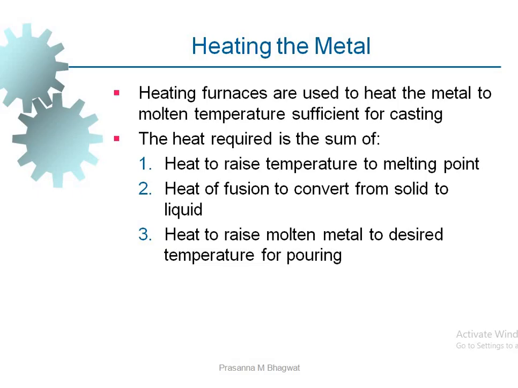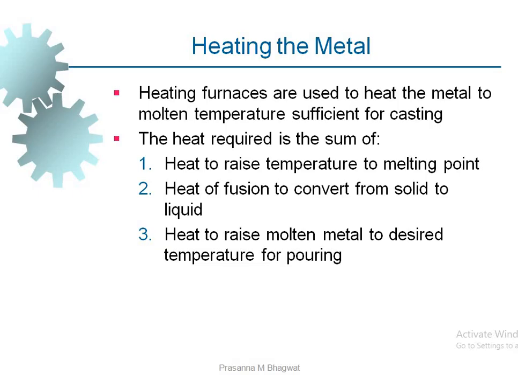Now, how to make the metal, heating the metal? Some furnaces are there, such as the induction furnace and cupola, where you use the scrap or the raw material to heat the metal to convert it from solid to liquid, or bring the metal to the molten temperature. The heat required is the sum of the heat to raise the temperature to the melting point, the heat of fusion, and the heat to raise the molten metal to the desired temperature for pouring.